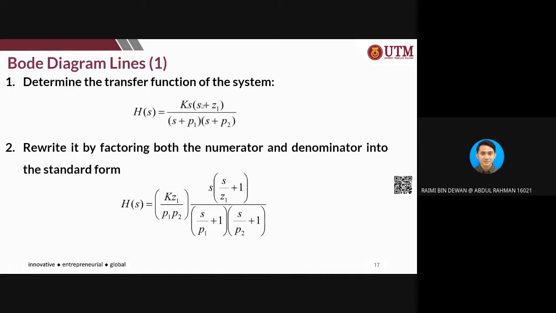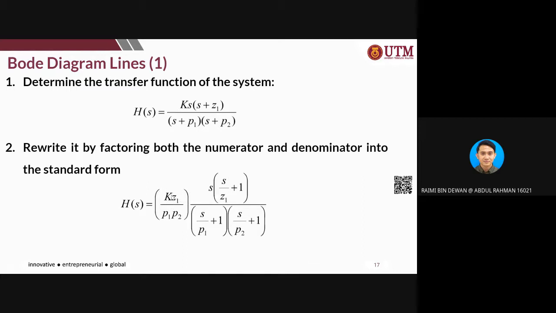So that's why s is divided by z1, and then z1 divided by z1. Same goes to here, s over p1. And when you divide this by z1, this z1 you have it here. Okay, this z1 you have it here.